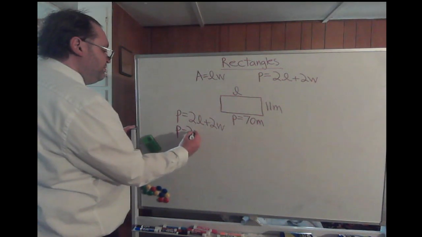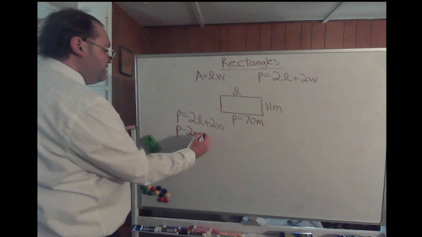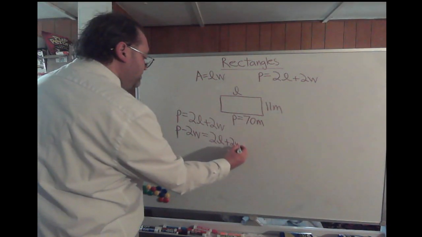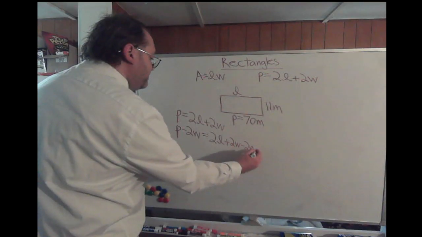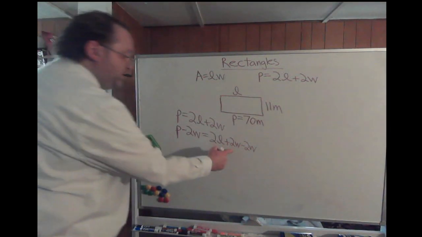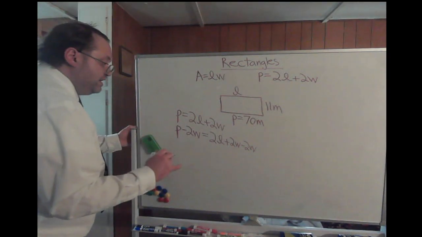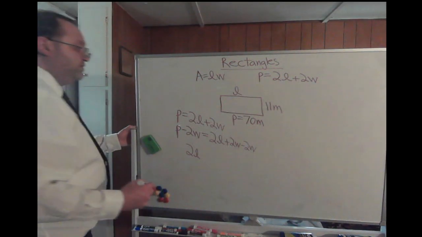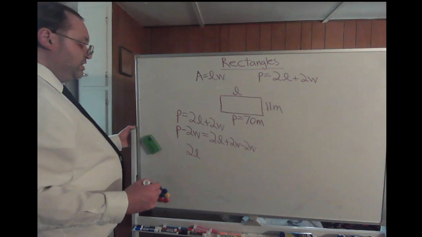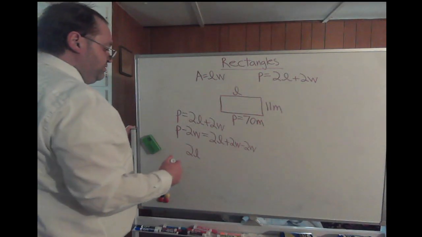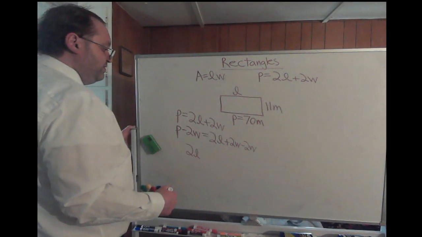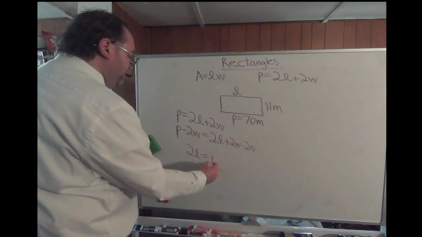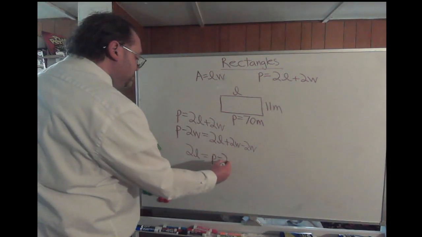So you'd have perimeter minus twice the width equal to twice the length plus twice the width minus twice the width. Alright, so twice the width minus twice the width, that's 0. You're left with 2 times the length by itself. Right? 2 times the length by itself. Now you would have that equal to the perimeter minus twice the width.